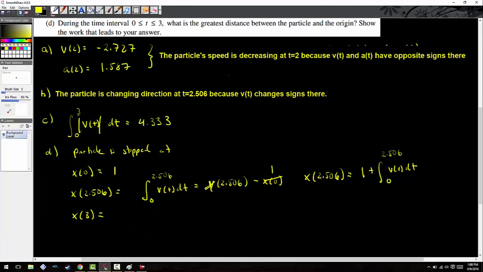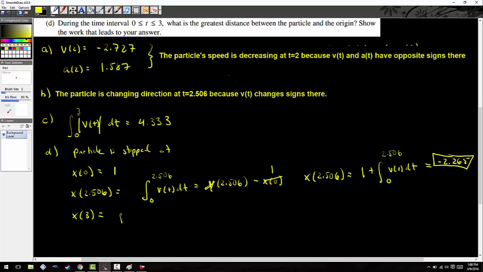Let's write that down. So that is going to equal negative 2.265. I'm going to not enter, but box that off. That's horrible. There we go. A little better. All right, so now x of 3.